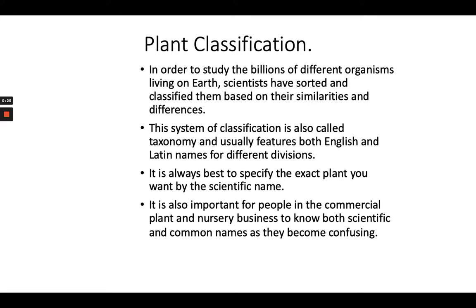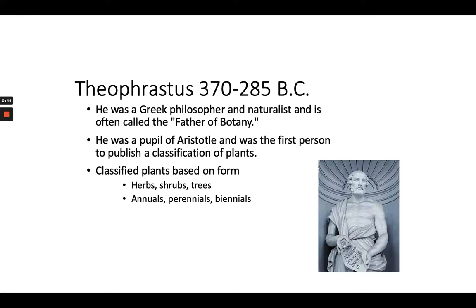The system of classification is also called taxonomy, and it usually features both English and Latin names or different versions of it. It is always best to specify the exact plant you want by the scientific name. It's also important for people in the commercial plant and nursery business to know both scientific and common names, as they can become a little confusing.